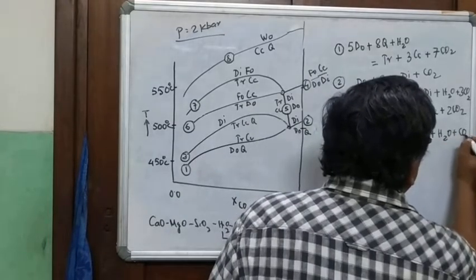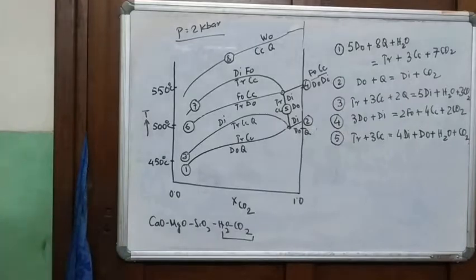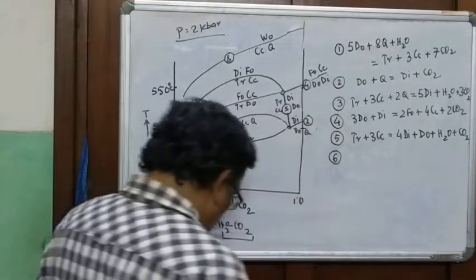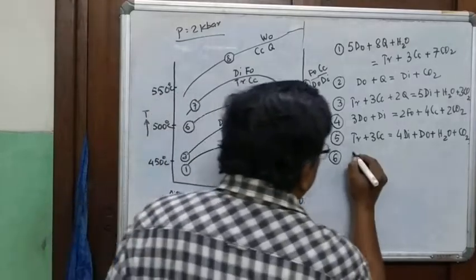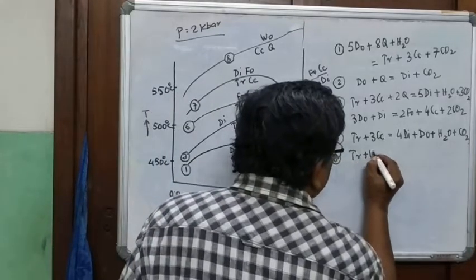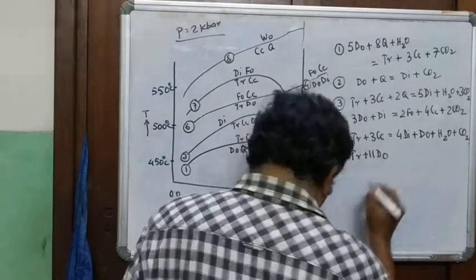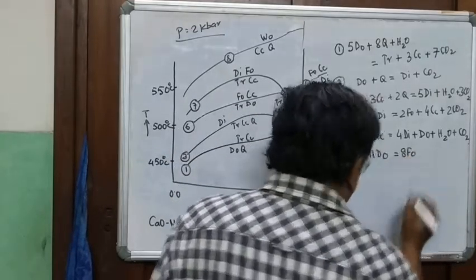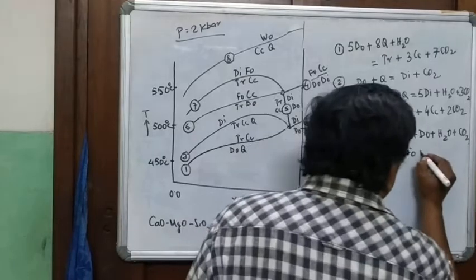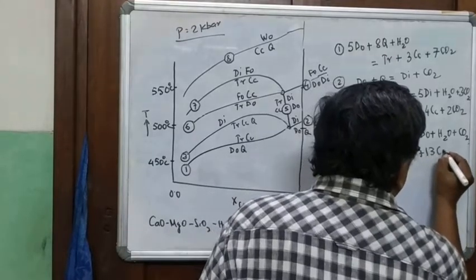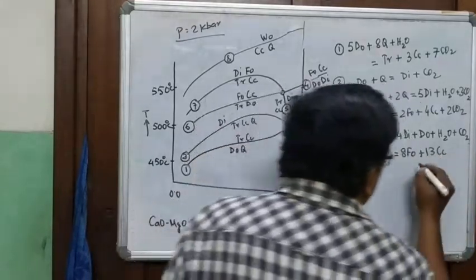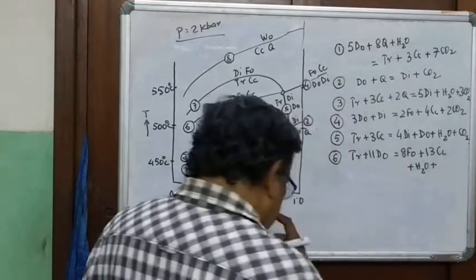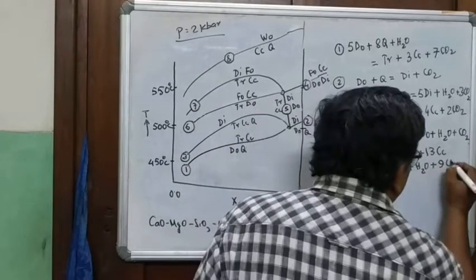plus CO2. That's 5. Then you have 6: tremolite plus 11 dolomite is equal to 8 forsterite plus 13 calcite plus H2O plus 9 CO2.